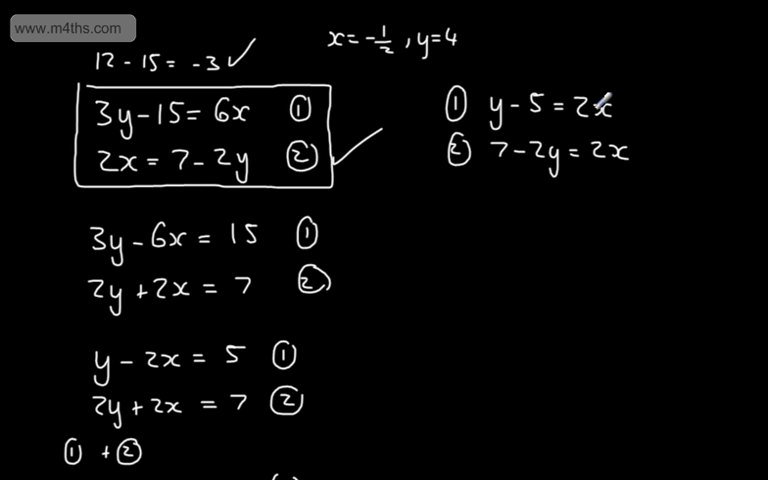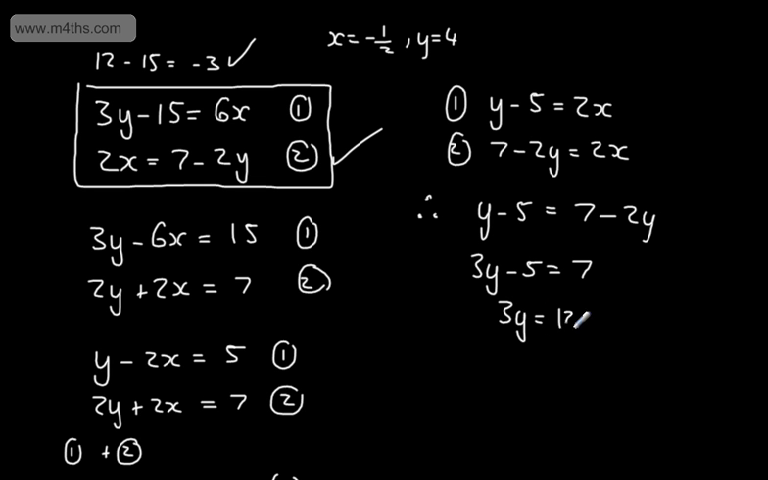So we've got an expression for 2x and 2x, so we can say, therefore, y minus 5 is going to be equal to 7 minus 2y. If we add 2y to both sides and then write this as 3y minus 5 is equal to 7, 3y, adding 5 to both sides is 12, y is going to be equal to 4.